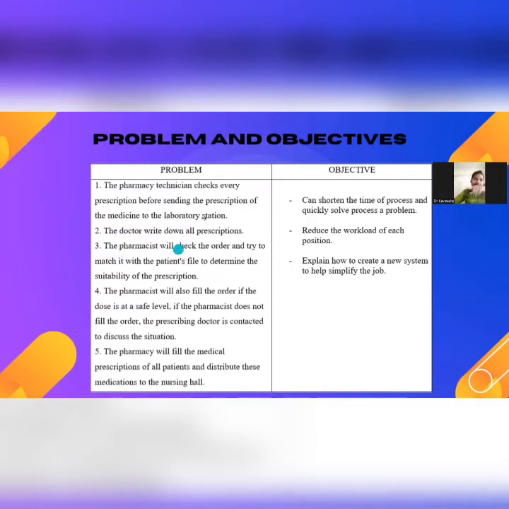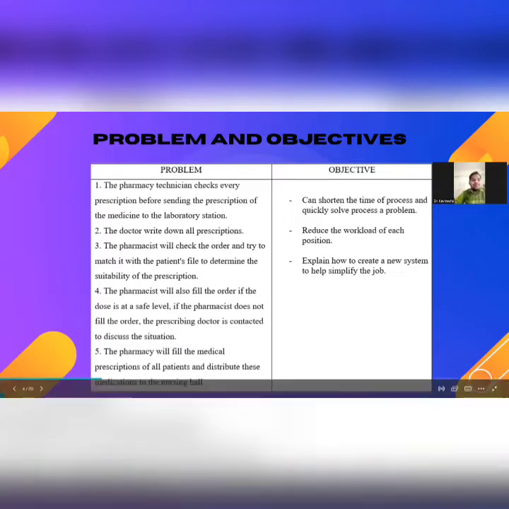The doctor writes down all the prescriptions, which is also hard work, and then the pharmacy will check the order and try to match it with the patient's file to determine the suitability of the prescriptions. Therefore, they avoid giving the wrong medicines to the wrong patients, or the doctor writing the name wrongly, because doctor handwriting is also a bit weird.